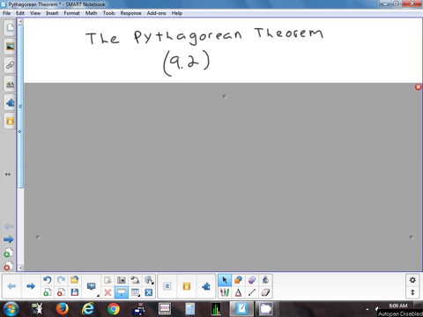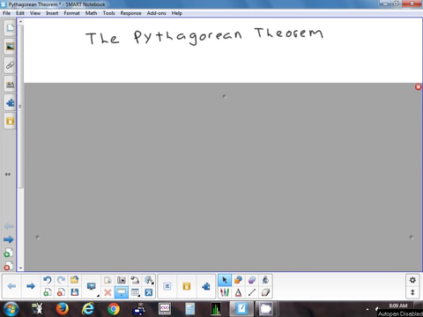Right, so our last lesson we're going to look at is the Pythagorean Theorem. You can ignore the section. The section is from a different book. I don't think I put the section on your notes. So first thing I'm going to do is start out just by defining what it is.